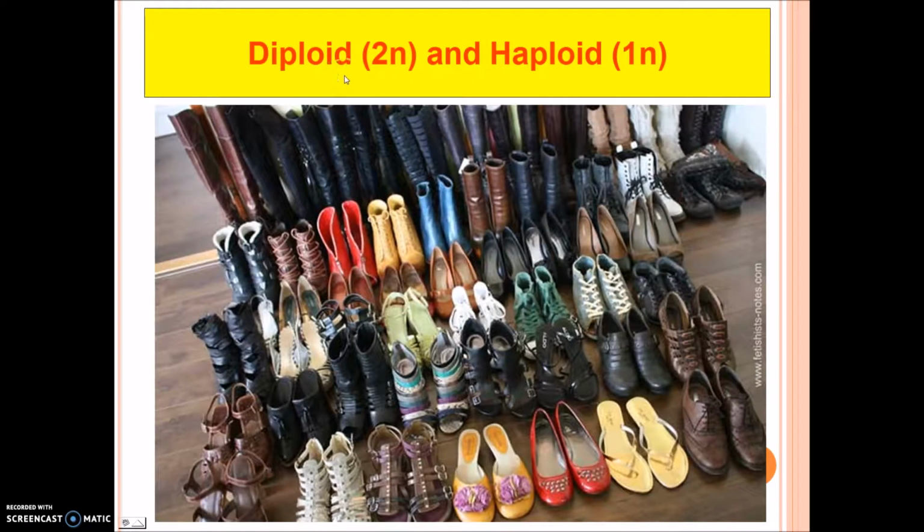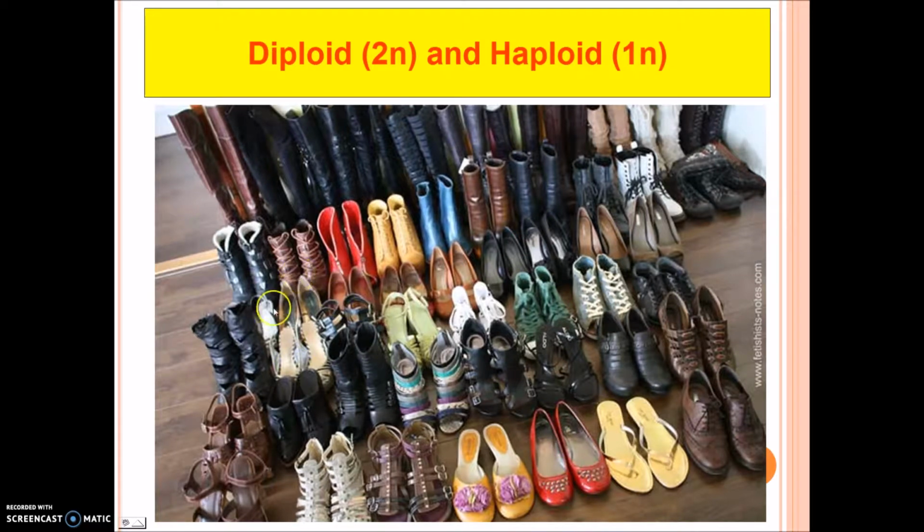After that, we need to talk about diploid and haploid, two sets and one set. Remember the metaphor: a pair of shoes. For example, your father gives you one shoe and your mother gives you the other shoe, and then you have one pair.